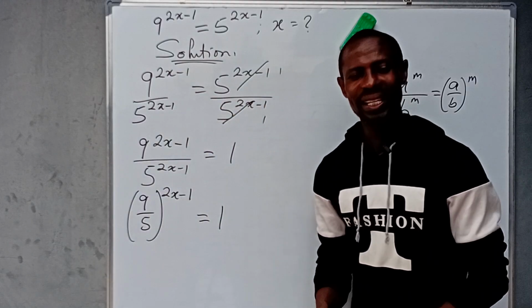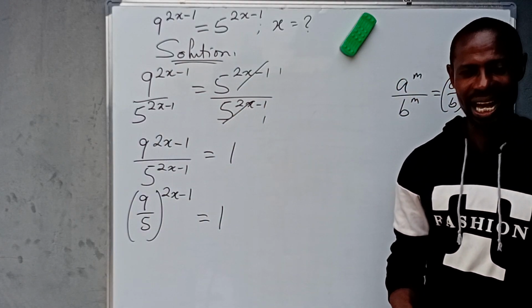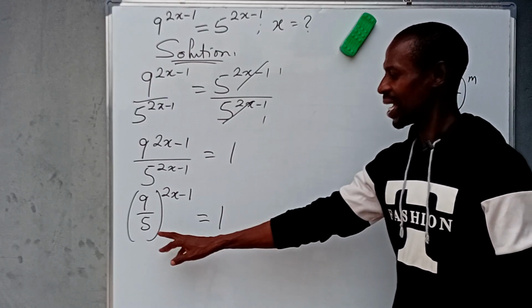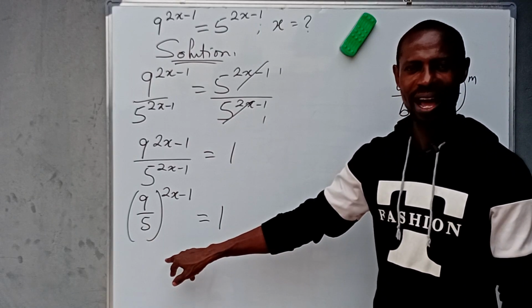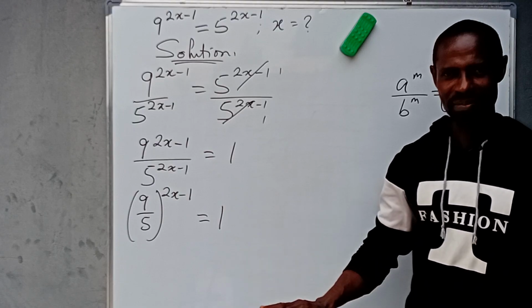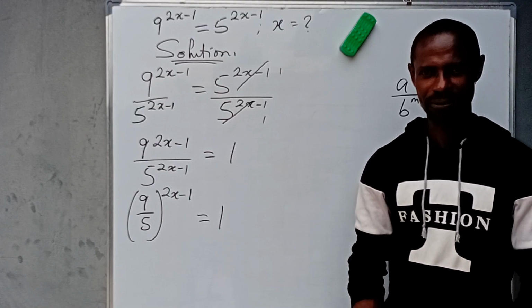Wow. Now look at this step. Again, I can apply two different methods to get my x from here. I can take log to base 9 over 5 here, and equally apply that on the other side. I will get my x very easily.